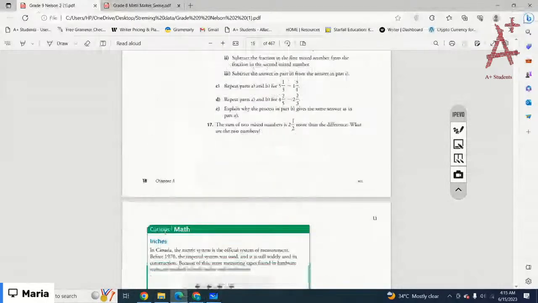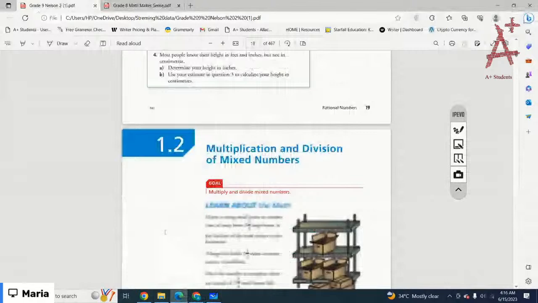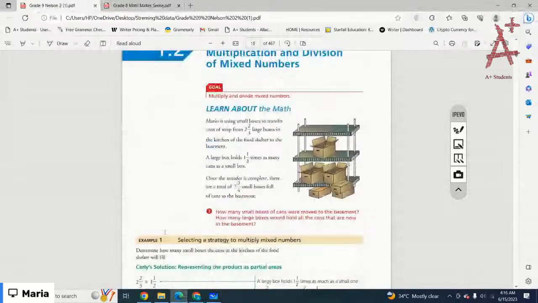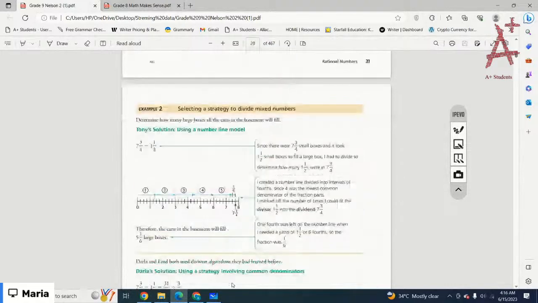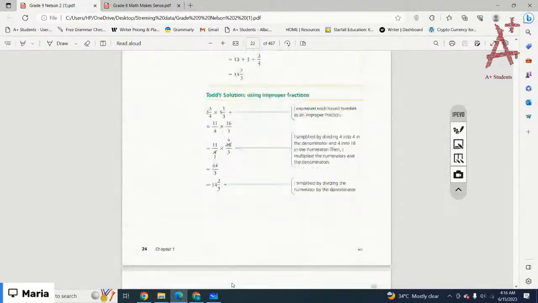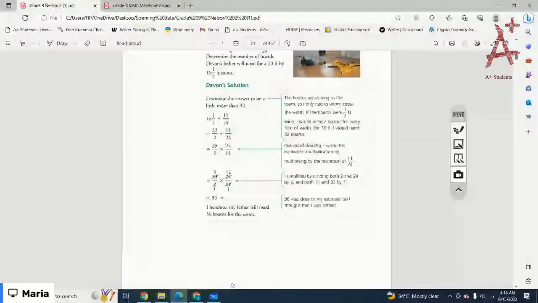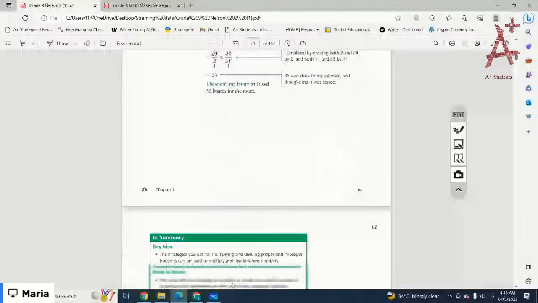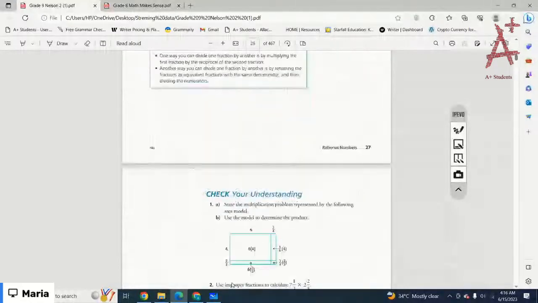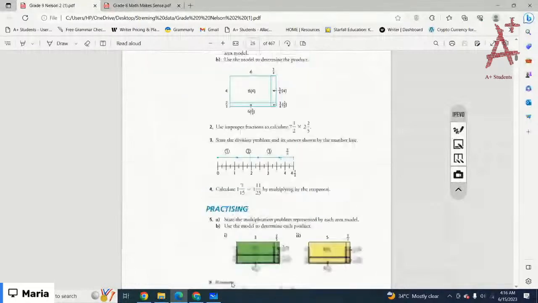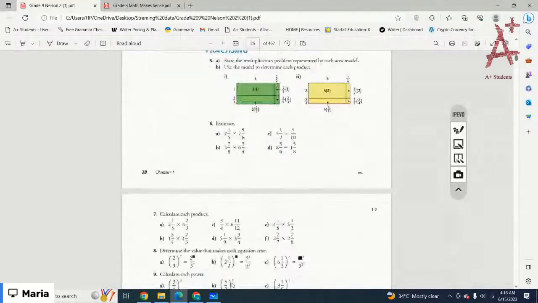Let's just move on to the next one. The next one is multiplication and division of mixed numbers. So let's just start with the next one. Okay, let's just start with the practice question. Let's start with question number 6.